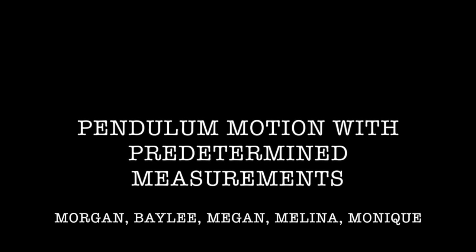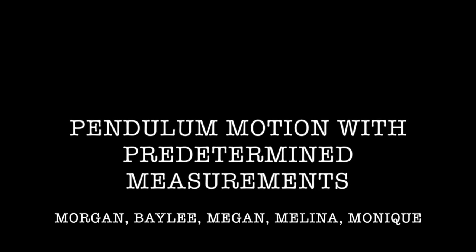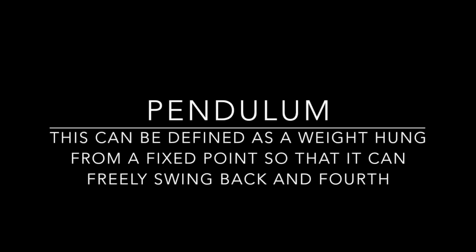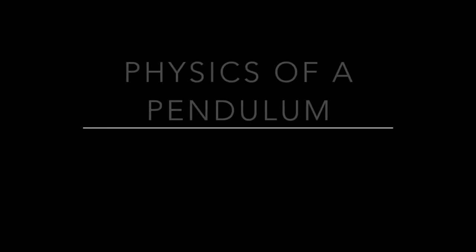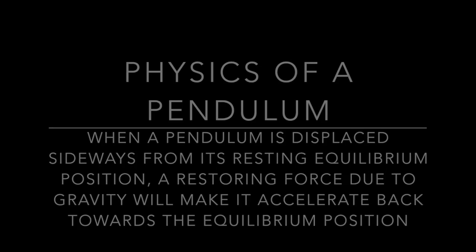The purpose of our project was to identify the physics of motion using predetermined lengths of a pendulum while keeping the mass of the object attached the same. A pendulum can be defined as a weight hung from a fixed point so that it can freely swing back and forth. The physics of a pendulum system can be described as being displaced sideways from its resting position. A restoring force due to gravity will then make it accelerate back towards the equilibrium position.